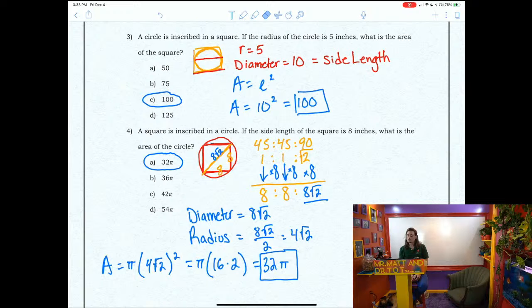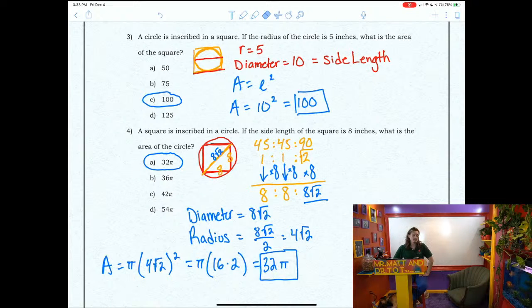For number 4, we have the opposite of that. We have a square inscribed in a circle, so we're going to have to use the Pythagorean Theorem to solve for the diagonal of the bisected square. Whenever you split a square by its diagonal, it's going to produce two 45, 45, 90 degree triangles.